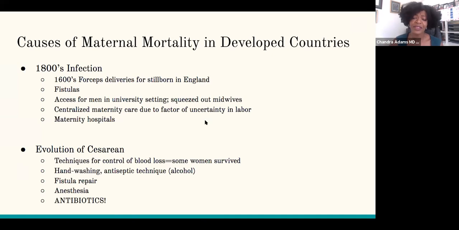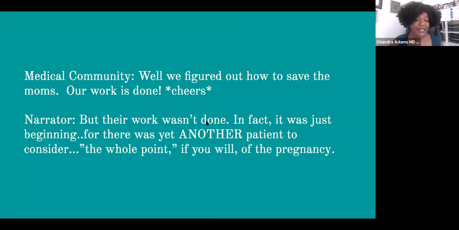And then with the invention of antibiotics, we got penicillin in 1928, and things got a lot better when we were able to mass produce it in the 1950s. So the medical community said, all right, we got it all figured out. We figured out how to save the moms. Our work is done. And you know, those little cutaways where they say, but their work wasn't done. In fact, it was just the beginning, because yeah, we still don't know how to monitor babies. So we really weren't coming out with the great outcomes for the babies.